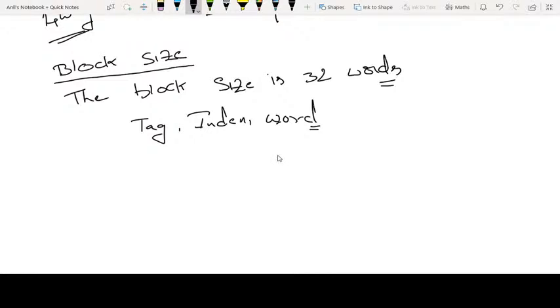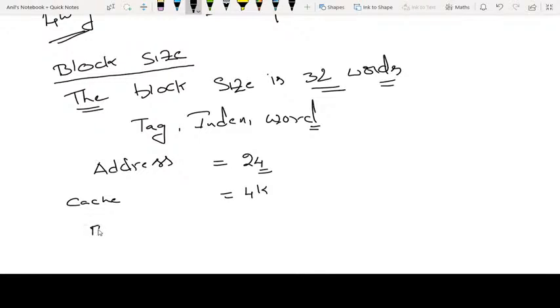So here in this case, let us say our block size is equal to 32 words. Now once again consider the question. Address length is equal to 24 bits in the above mentioned question. Cache size is equal to 4K and the block size is equal to 32 words.